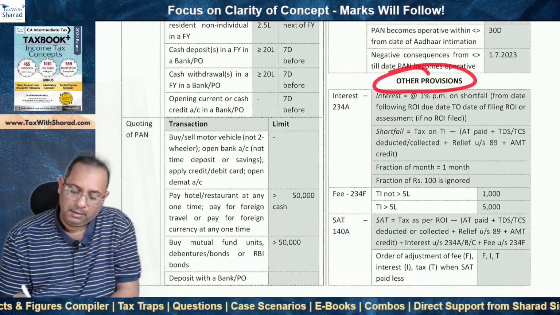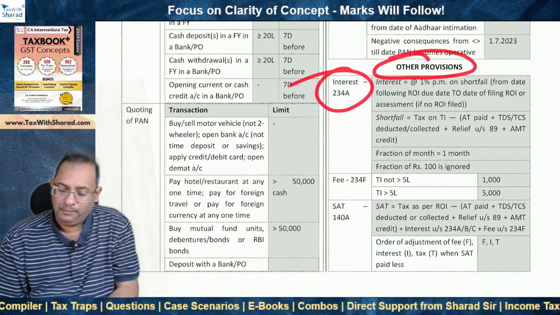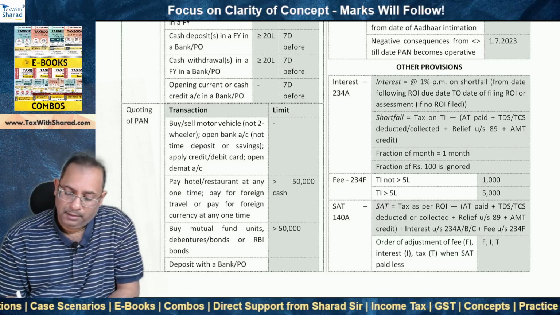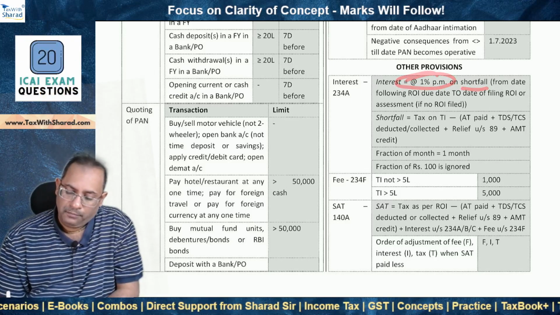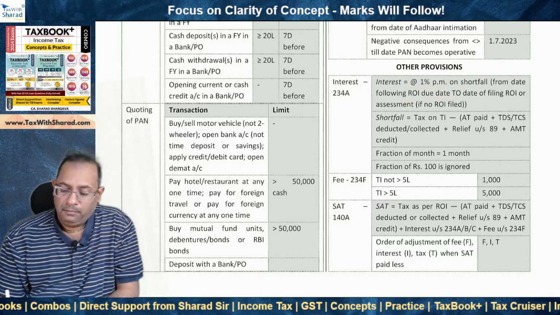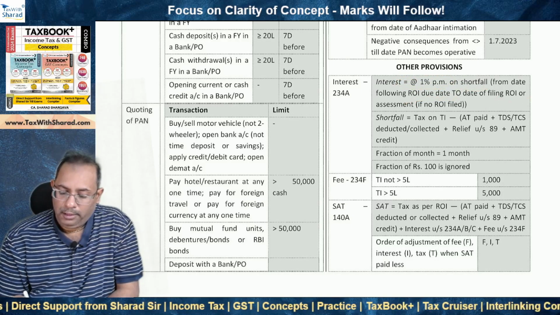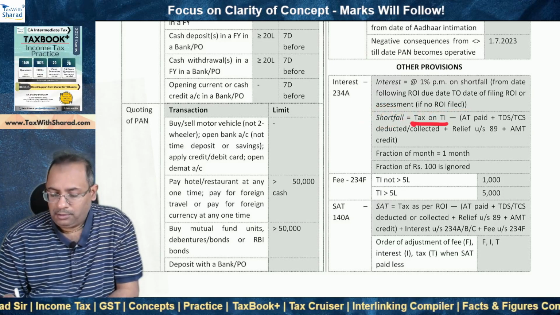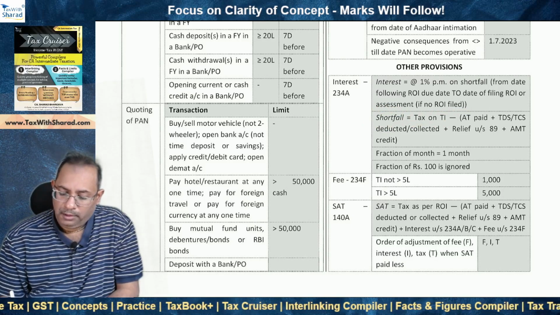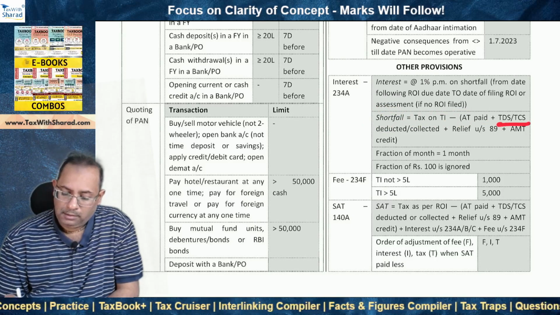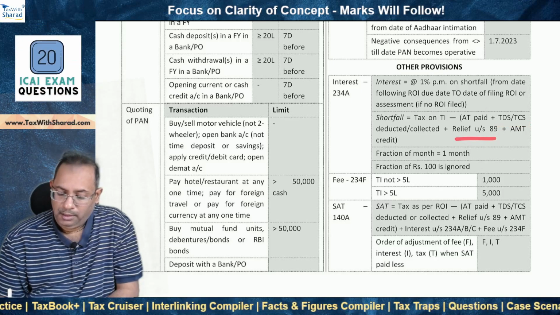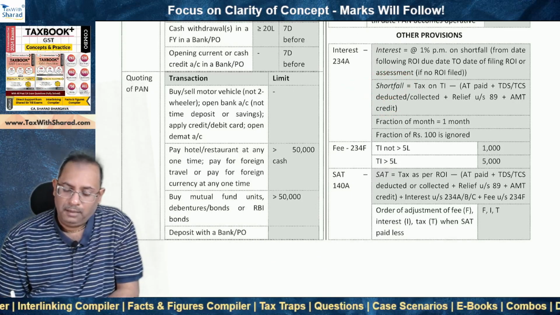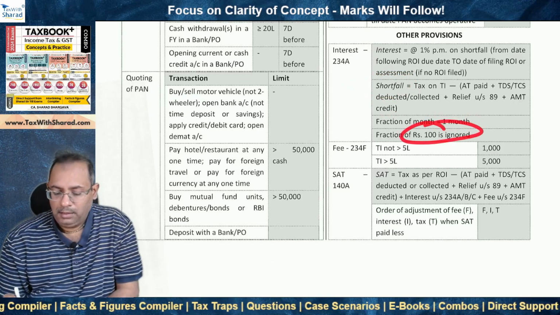Now we look at certain other provisions. Interest under section 234A is leviable in case of default in furnishing of return of income. Interest is at the rate of 1% per month on the shortfall from the date following the ROI due date to the date of filing ROI, or the date of assessment in case no ROI is filed. Now, what is shortfall? For this, you compute tax on total income and then you deduct advance tax paid, TDS deducted, TCS collected, relief under section 89 and AMT credit. That is the shortfall on which interest is computed. Fraction of a month is equal to 1 month and fraction of rupees 100 is ignored.